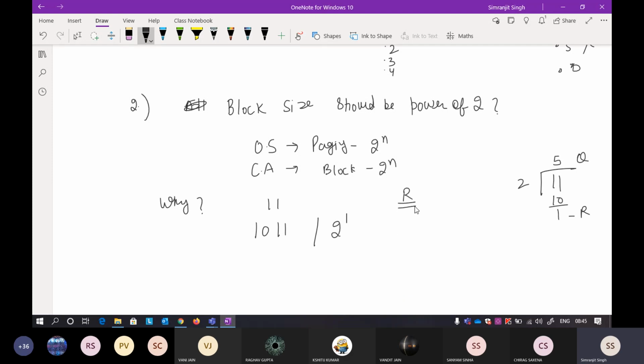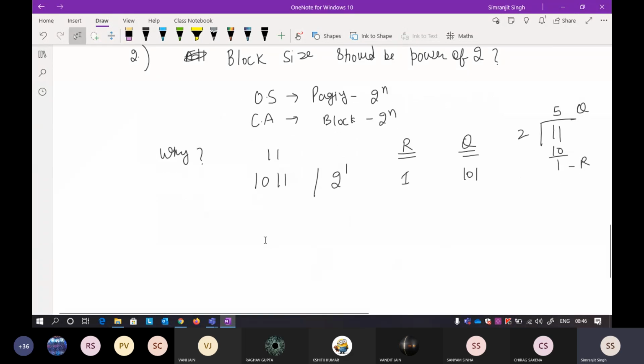The remainder here I am denoting in binary as 1, and the quotient here I am denoting as 101. Okay, so now look at it. You will start to observe the pattern here. Now see, if I divide it by 2 raised to power 2, that is 4.